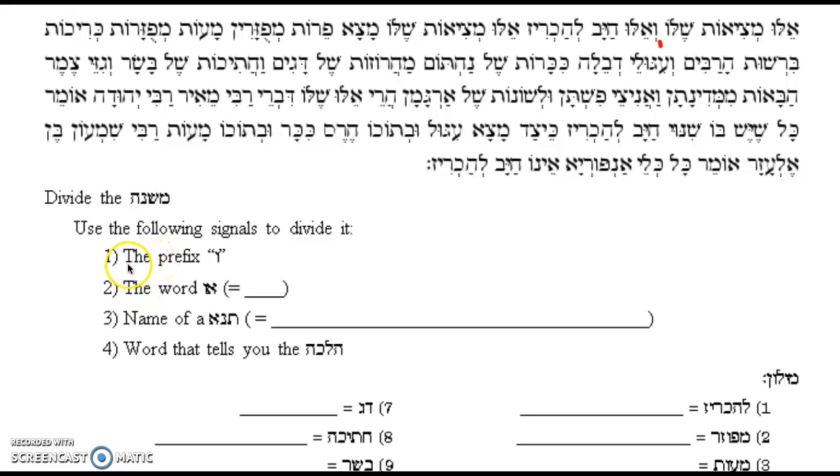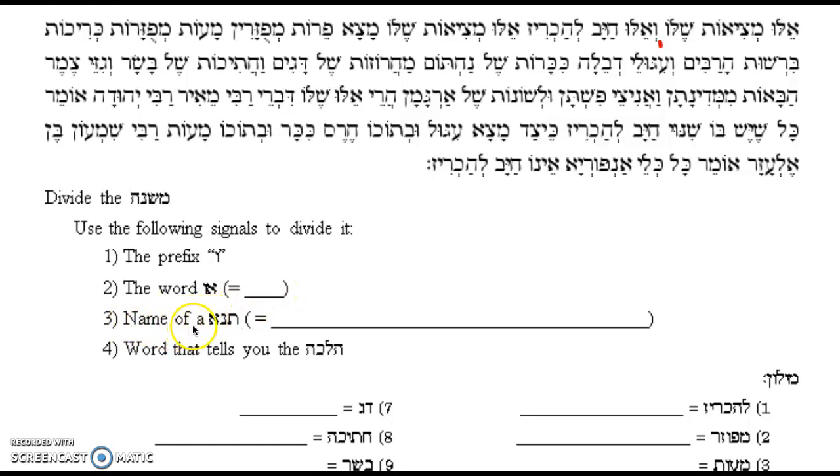dividing the Mishnah. The first one is the prefix vav. Vav means and. A prefix means something that we add before a word. Like, for example, in English, if we say do or redo, re is a prefix. It adds to the meaning of the word. The same thing in Hebrew. We have several prefixes. One of them is the vav, which means and. We stop before and because and starts a new phrase. Number two, the word o, which means or, because again, that's a new phrase. This is new to us.